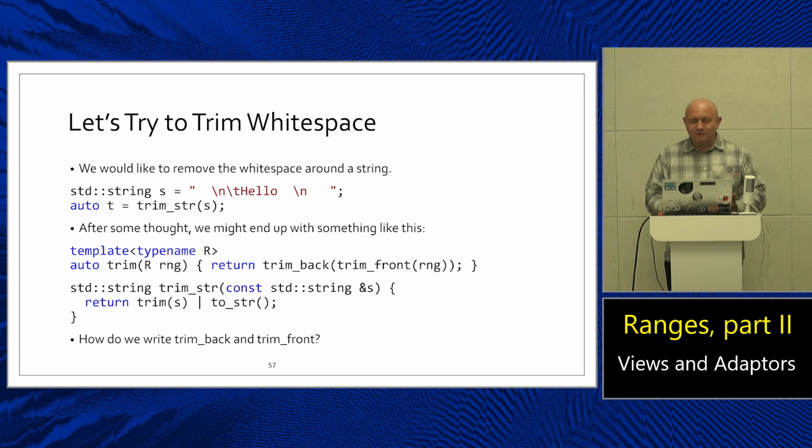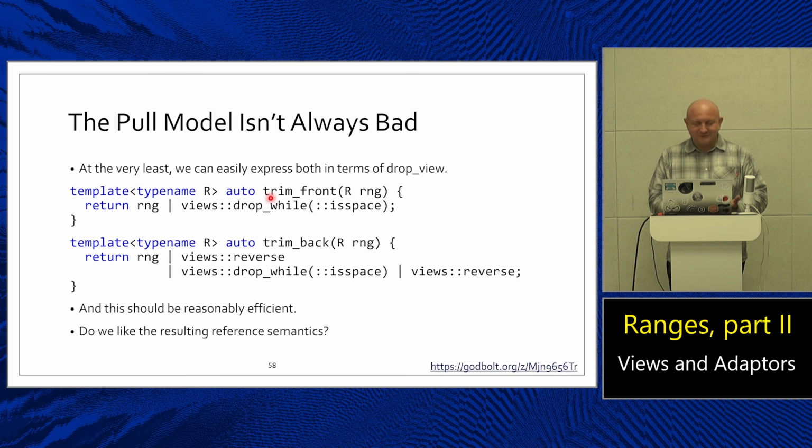And you see, the pull model isn't always bad, because the pull model makes trim front obvious. At the very least, we can express both operations using existing views. And trim front, what is it? It is the range piped with drop while. Views drop while, with this is space, just drops everything from the beginning of this range, and we are reading left to right, yes? It drops everything from the left of this range while something is space.